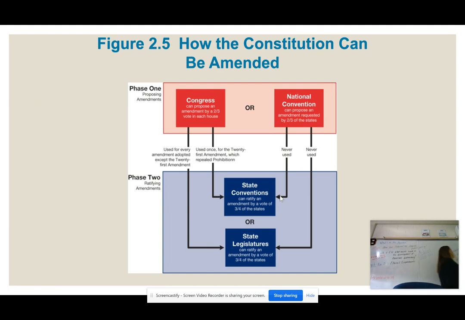Okay, again, girls, this is how the Constitution can be amended. Phase one is proposing the amendment. How are you going to propose it? There are two ways. You can propose the amendment with a 2/3 vote in each house, meaning they want to see this go through. Or you can do it by national convention where an amendment can be requested by 2/3 of the states. So if 2/3 of the states are like, maybe we should do this, then it can be proposed.